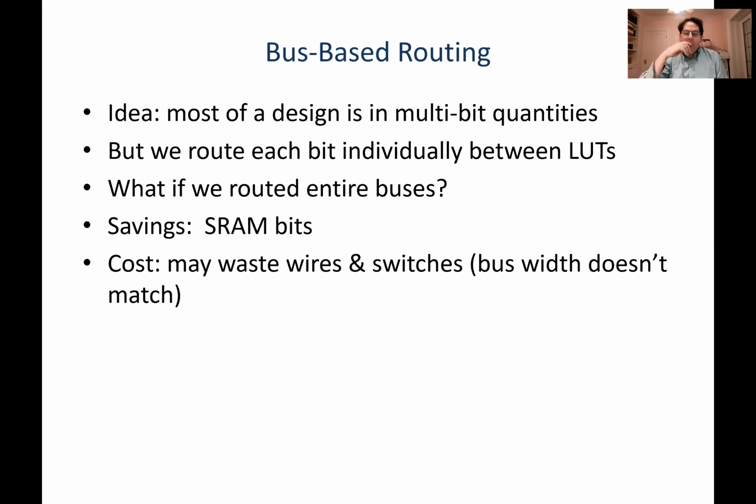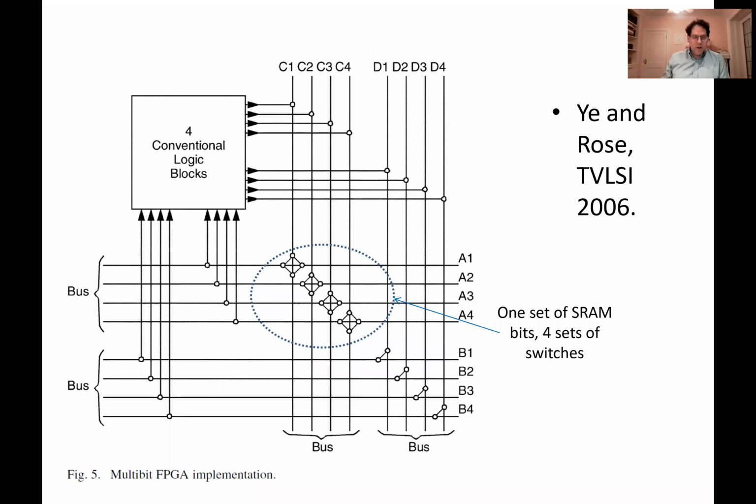The cost of this is we might waste some wires and switches. And there are a few reasons. So if we design our FPGA that it routes all the signals, say as 16-bit quantities, maybe some of my design logic doesn't actually use 16-bit words or a multiple of 16-bit words. I'm going to waste some of my routing because I can only essentially change routing decisions 16 bits at a time. So there's going to be some waste if I do that.